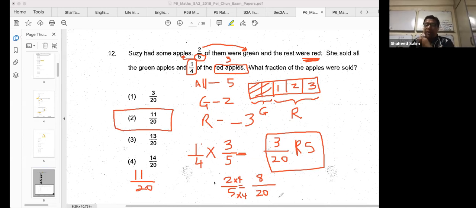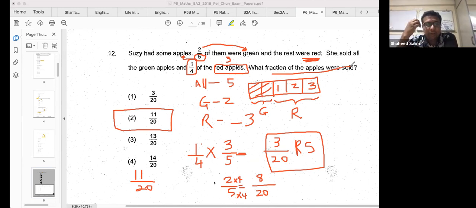Okay, down here, I show you again. You say that we sold 2 out of 5 parts. 2 out of 5 parts is the same as 8 out of 20 parts. Then the red apples, what is sold? She says she sold 1 over 4 of the red apples. Red apples is 3 out of 5. So 1 over 4 of is times 3 out of 5. I get 3 out of 20. So this red apple sold and green apple sold, I add together, I get 11 out of 20.